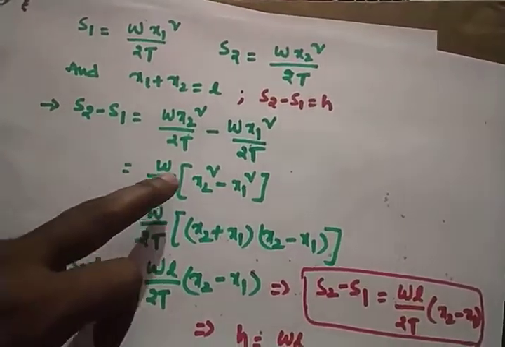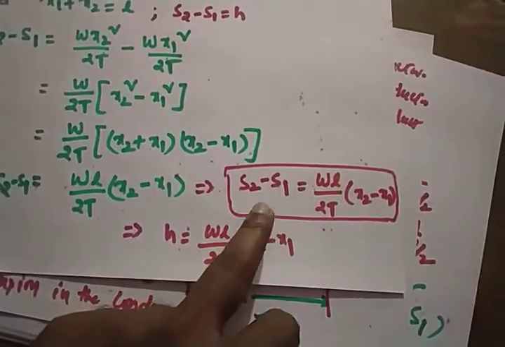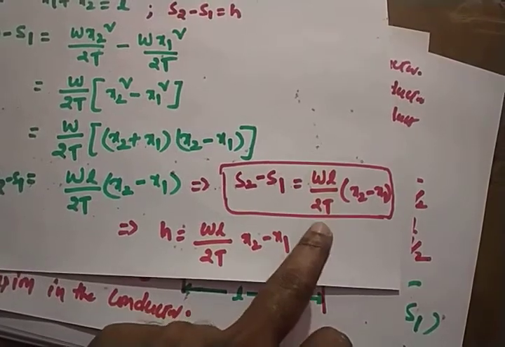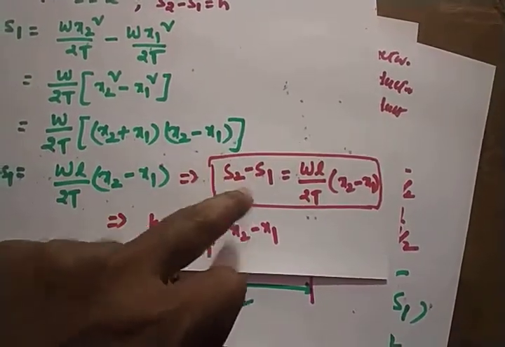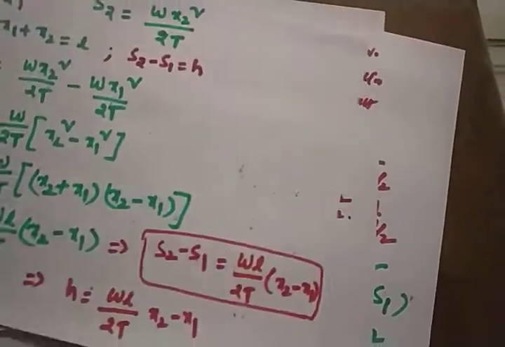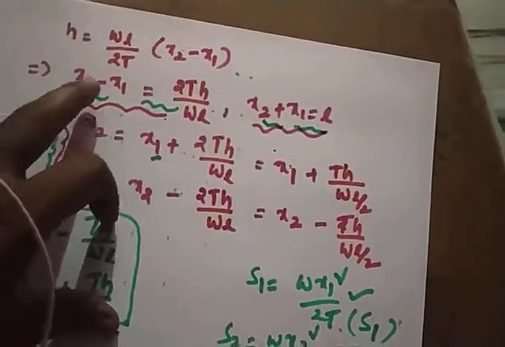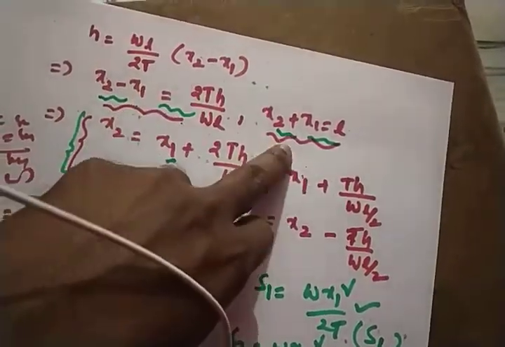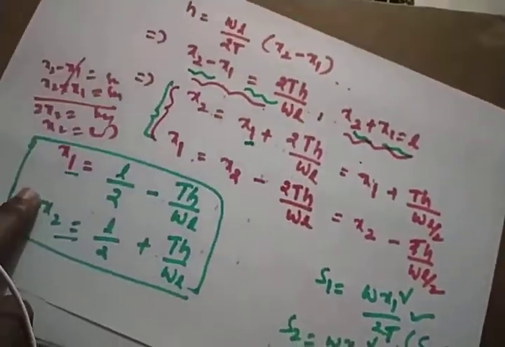So S2 minus S1 is W x2 square by 2t minus W x1 square by 2t. You will get S2 minus S1 is equal to W L by 2t into (x2 minus x1). So from this, S2 minus S1 is h. Substitute here, you will get the x2 minus x1 value, and you know the x2 plus x1 value. From these two equations, you will find out what is x1 and x2.